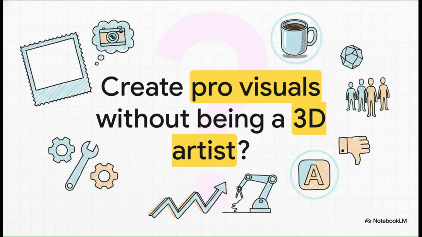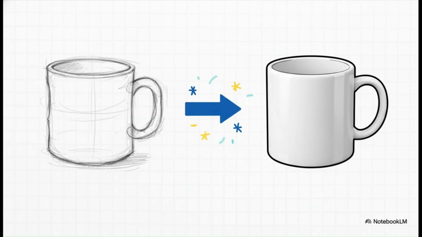So here's the problem I'm sure you've run into. You need a really specific, high-quality image for your website's hero section, maybe a custom product shot. But you're not a 3D artist, and scrolling through endless stock photo sites just isn't cutting it. The tool you need here is called Vizcom, and specifically its sketch-to-render feature is, well, it's pretty much sorcery.